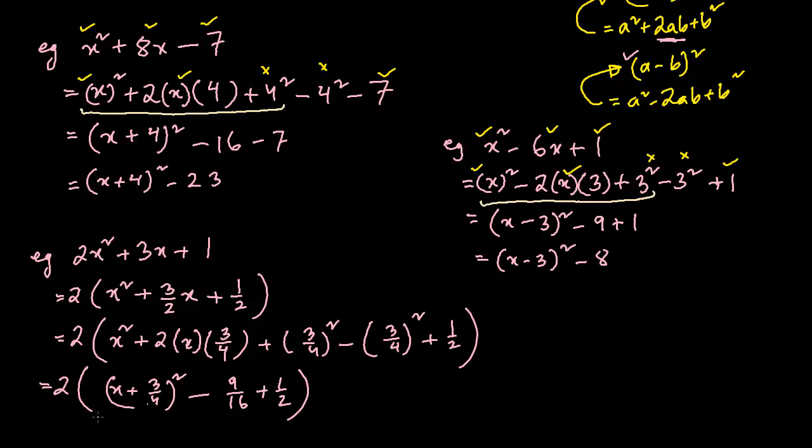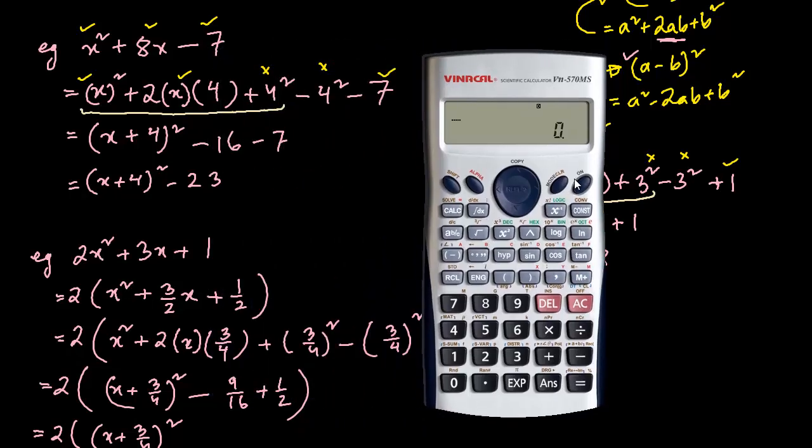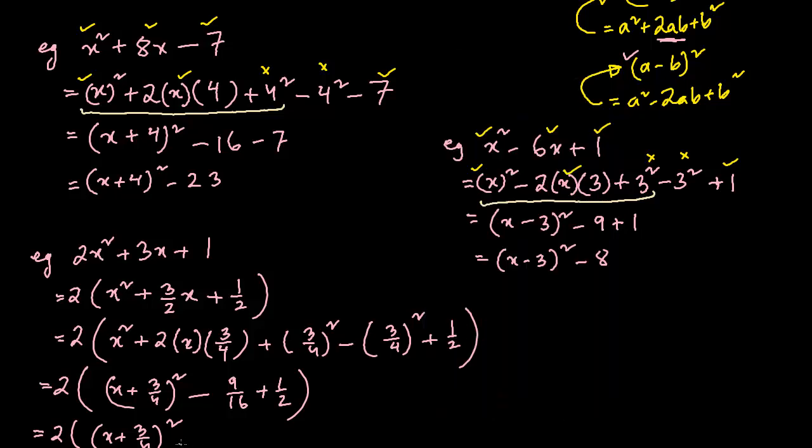half. So let's use the calculator now. So x plus 3 by 4 whole squared. Now let's write half minus 9 by 16. So half minus 9 by 16. So this is going to be minus 1 by 16. So we have minus 1 by 16.